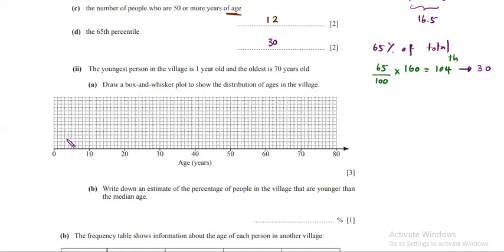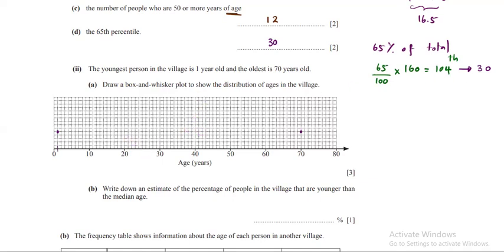So the lowest is 1. So I'm going to mark it here at 3, and this is going to be where 1 is. Then the highest is going to be 70, that is the oldest. So this is 70, where I'm going to mark the highest. Then I need 3 more to form the box. So that is the lower quartile, upper quartile, and we also need the median.